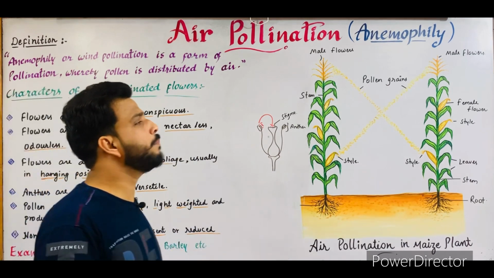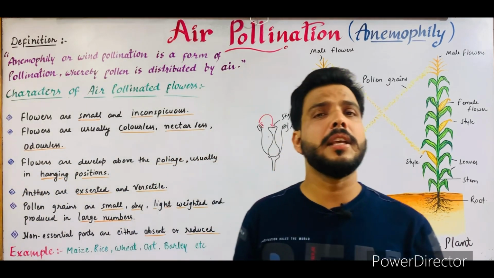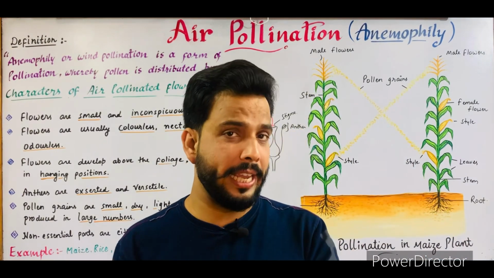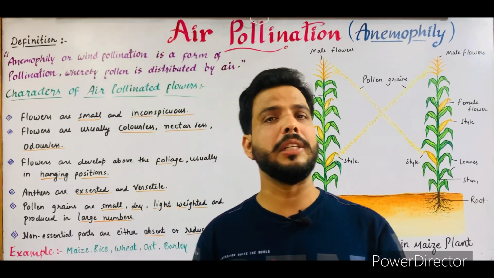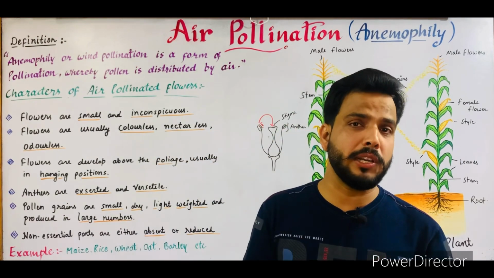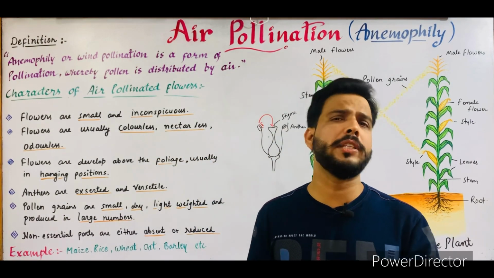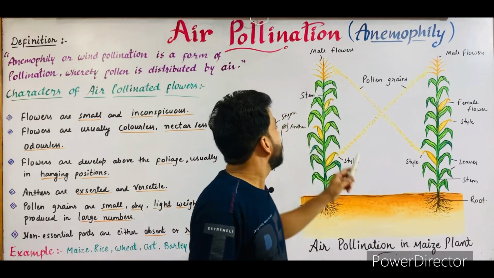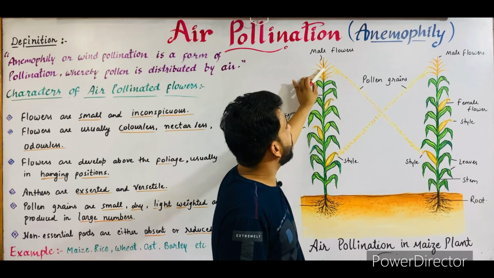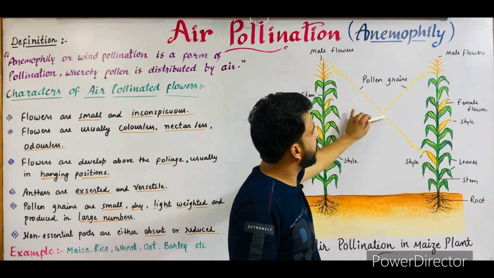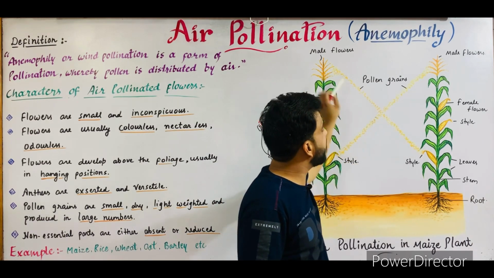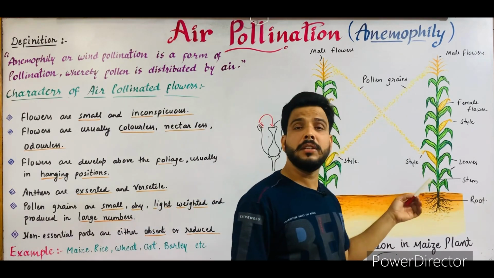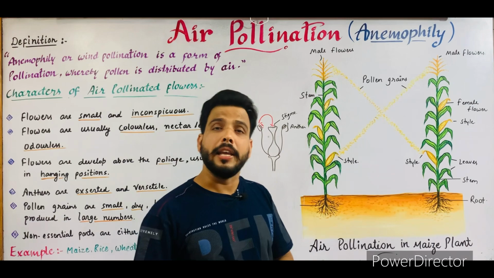Now what is air pollination? When the pollen grains are transferred from anther to stigma with the help of air, this type of pollination is known as air pollination. It means pollination takes place with the help of air. As you can see in this diagram, the pollen grains of one flower transfer to the stigma of another flower with the help of air, and it is an example of air pollination in the maize plant. So this phenomenon is known as air pollination.